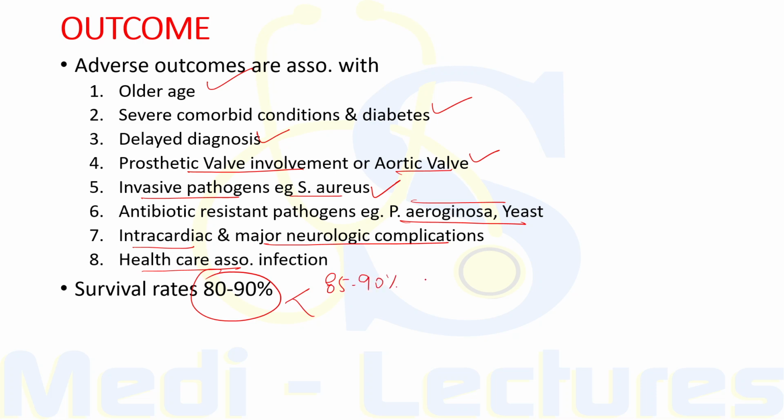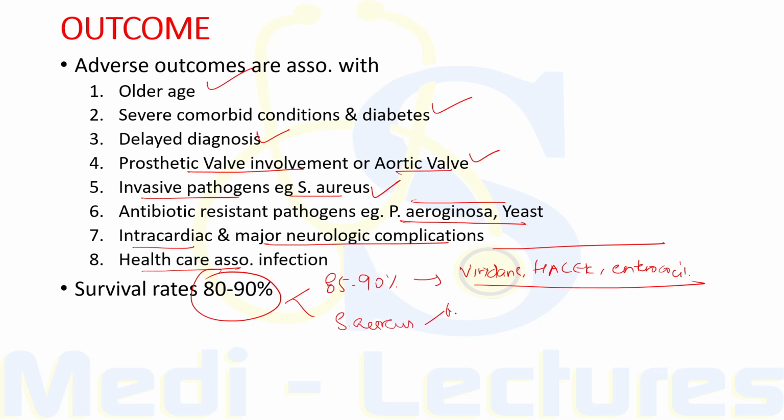So these survival rates are 85 to 90% in cases of Streptococcus viridans, HACEK group of organisms, Enterococci, because these bacteria are susceptible to synergistic treatment. But in case of Staph aureus, even in native valve endocarditis, the survival rate is only 55 to 70%, while in persons who inject drugs, this survival rate is 85 to 90%. So Staph aureus infection in persons who inject drugs is associated with good prognosis.